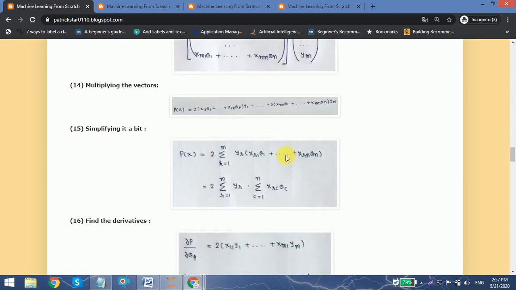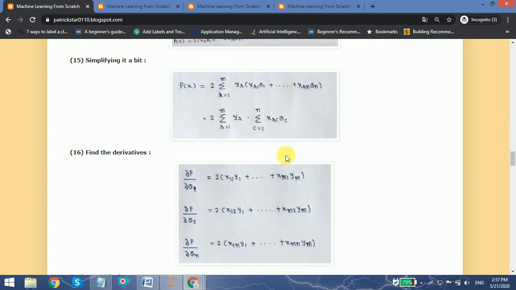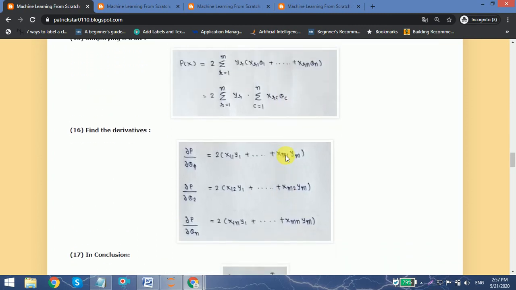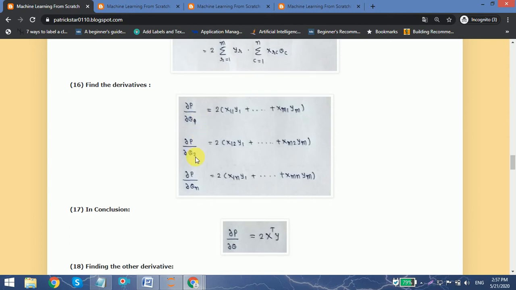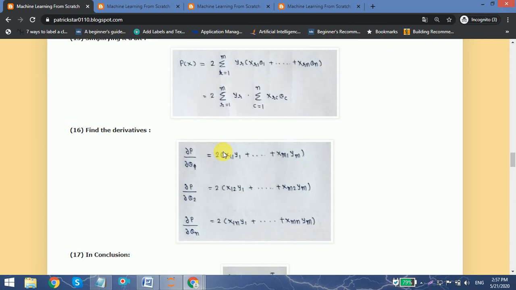Okay, so moving ahead to find the partial derivatives. This is our function p, and we are going to find the partial derivative with respect to theta 1 and theta 2 and up to theta n. Finding the partial derivative is simple. First we are going to take this value, and we are going to find the partial derivative with respect to theta 1.